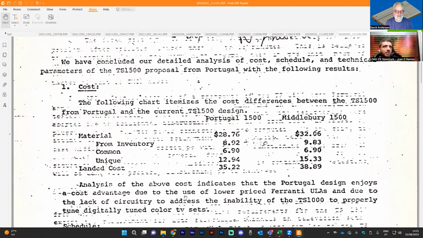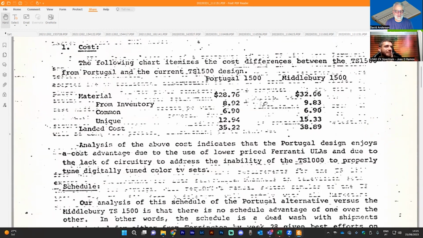Look, they talk about the ULA. Enjoys a cost advantage due to the use of the lower price Ferranti ULAs and due to the lack of circuitry to address the inability of the TS1000 to properly tune digitally. Okay, the new TV sets.